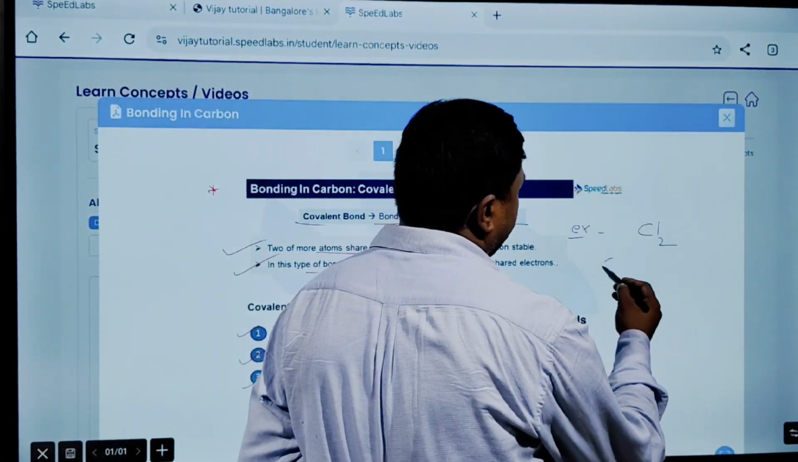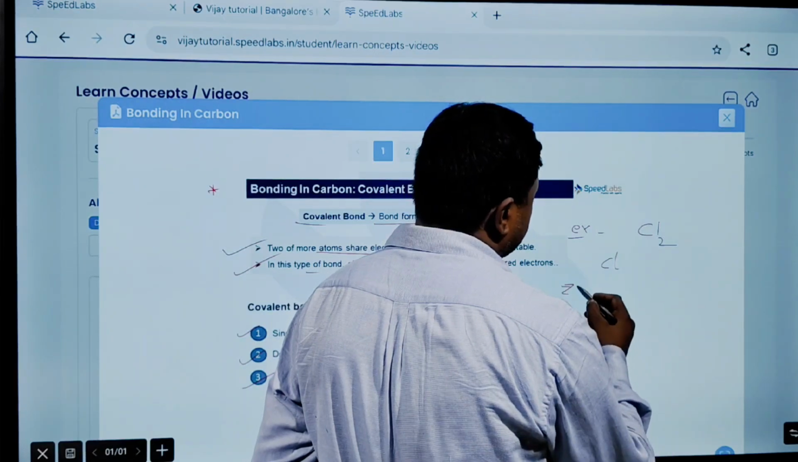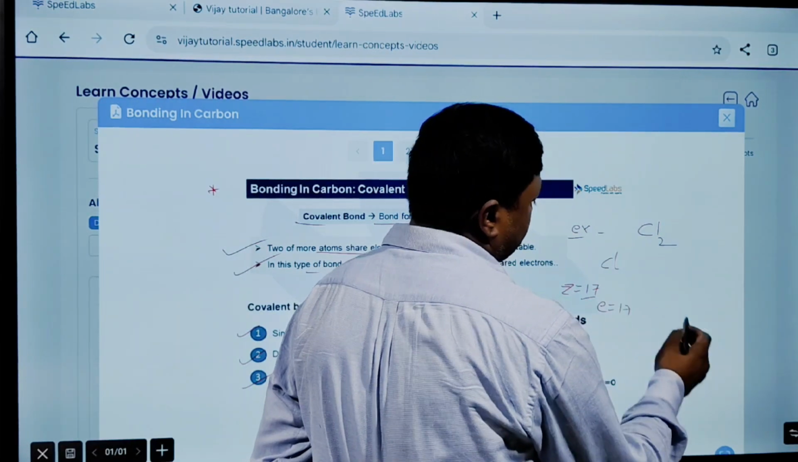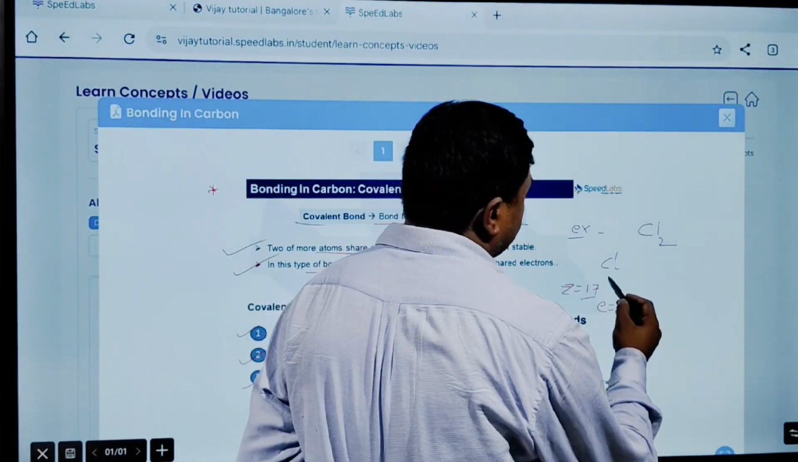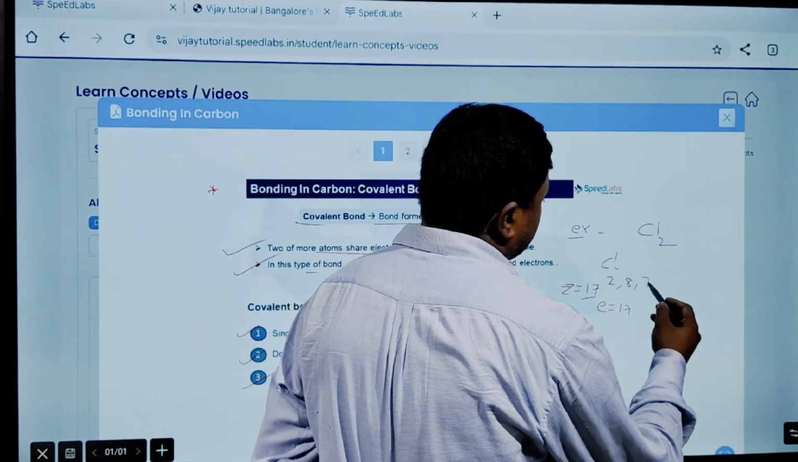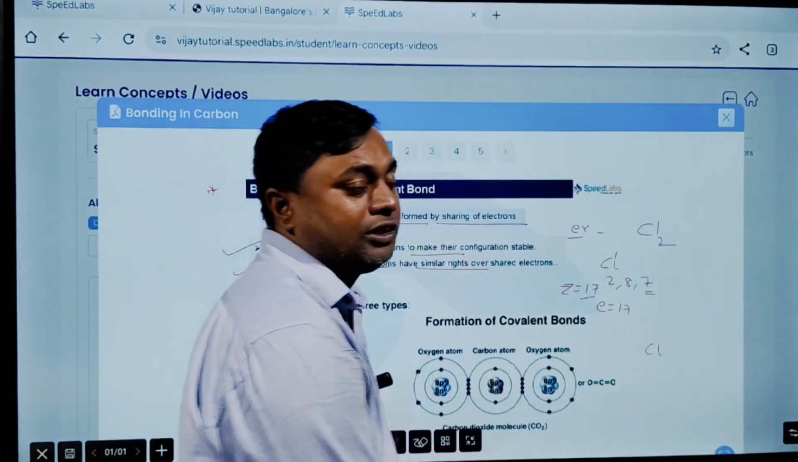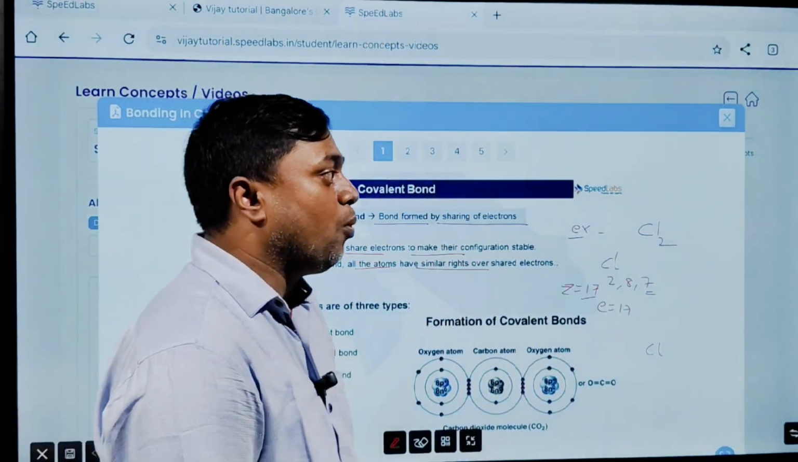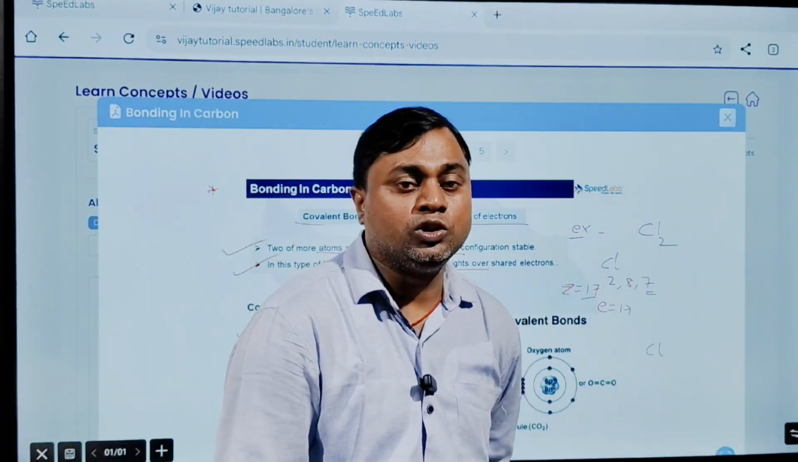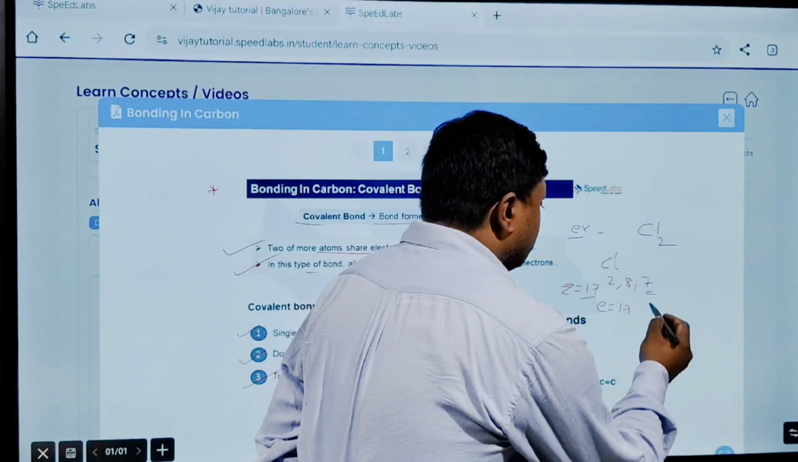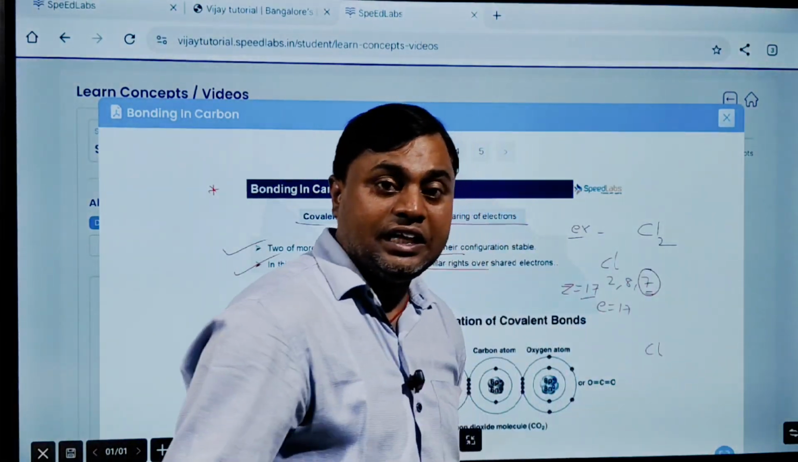The atomic number of chlorine is 17. It means it has 17 electrons, yes or no? So the electronic configuration is 2, 8, 7. So chlorine has 7 valence electrons. What happens in the case of covalent bonds? Only the valence shell electrons, that is the outermost shell electrons, take part in sharing.